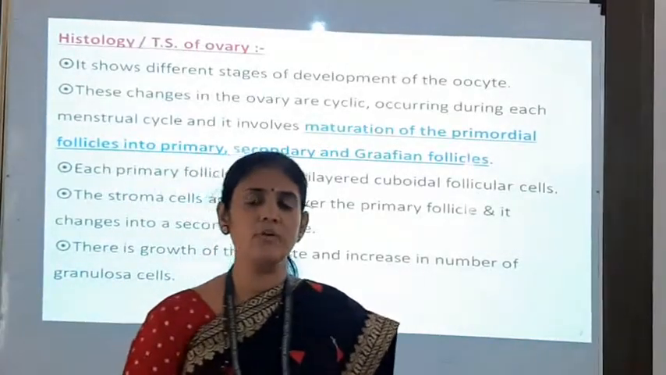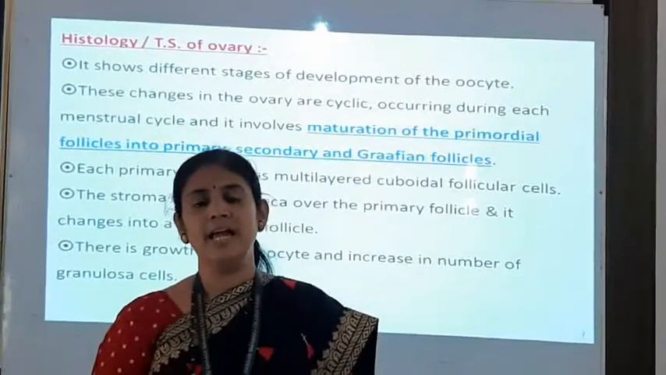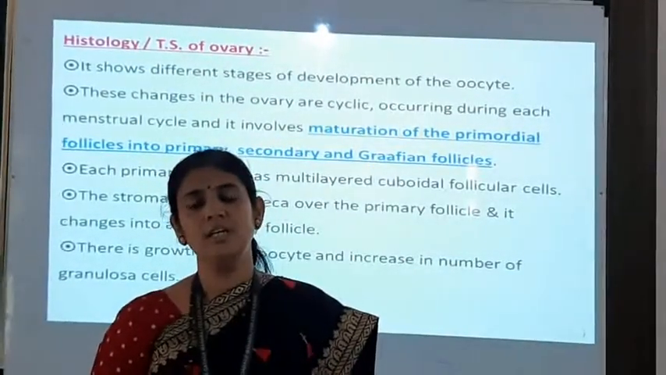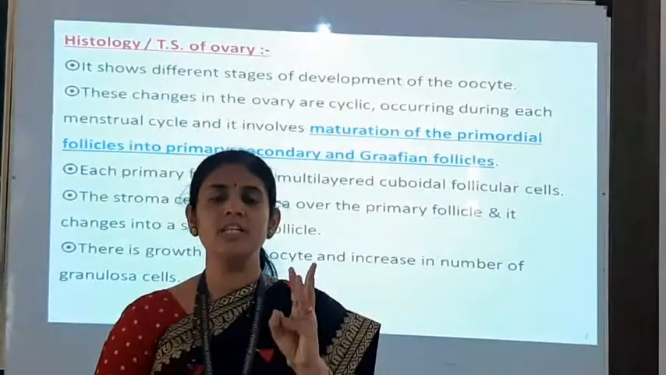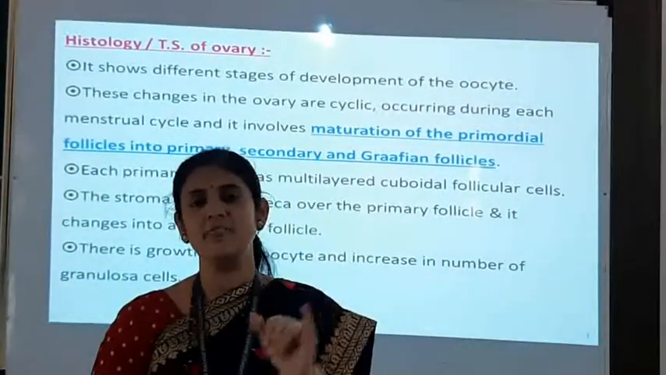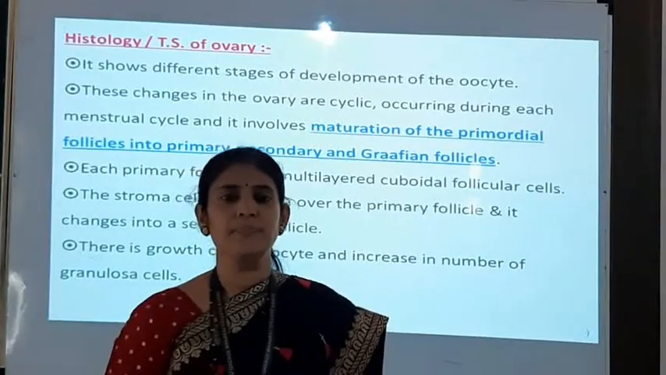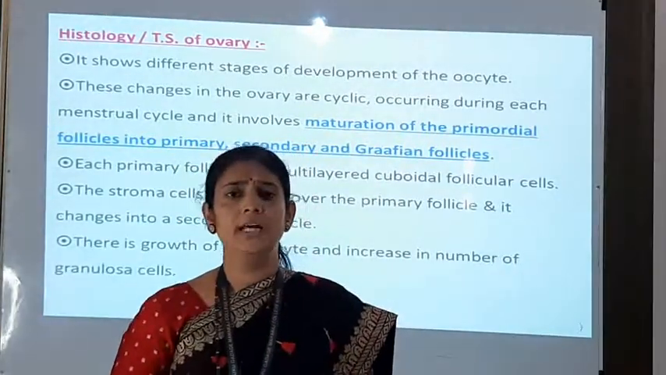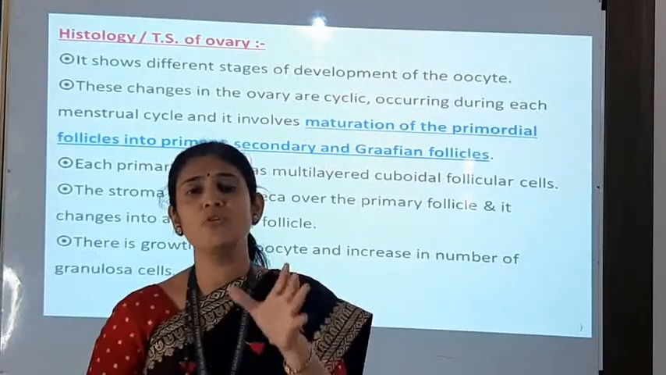In the last lecture we completed the structure of the ovary and related points of the internal genitalia of the female reproductive system, that is ovaries, fallopian tubes, uterus and vagina. In today's lecture, the next point related to the ovary is the histology of the ovary, that means the TS of ovary.